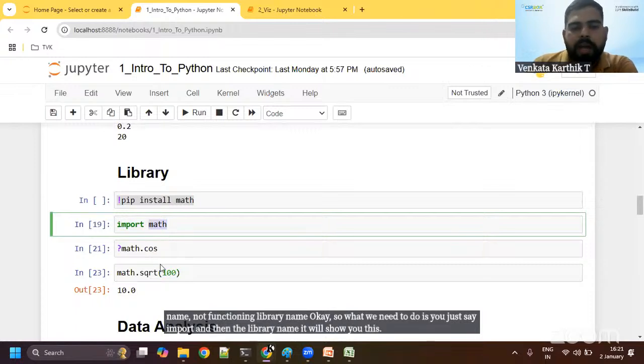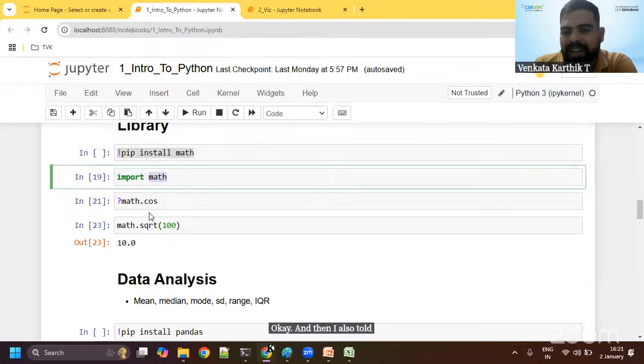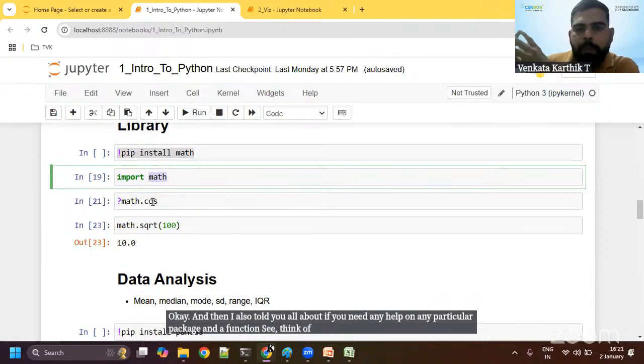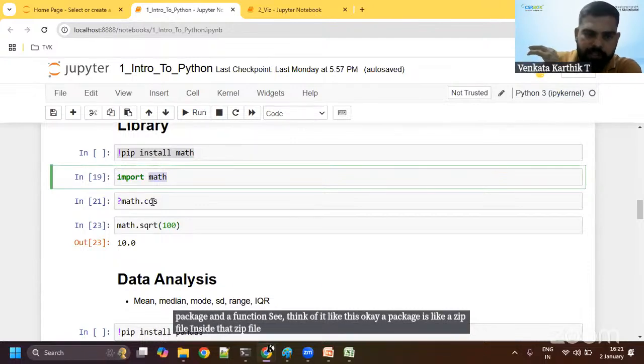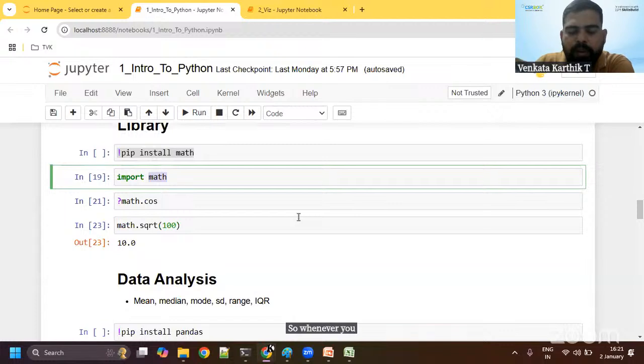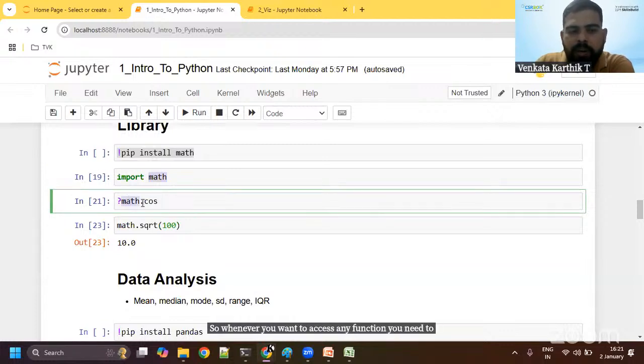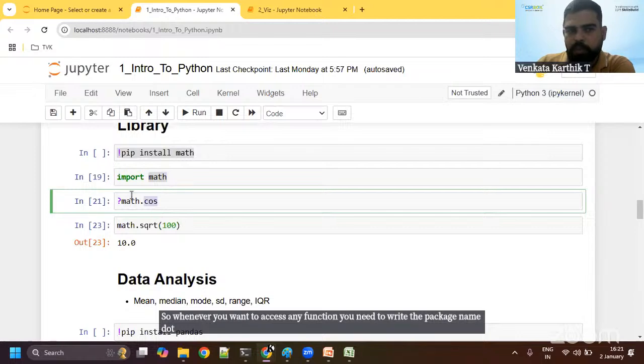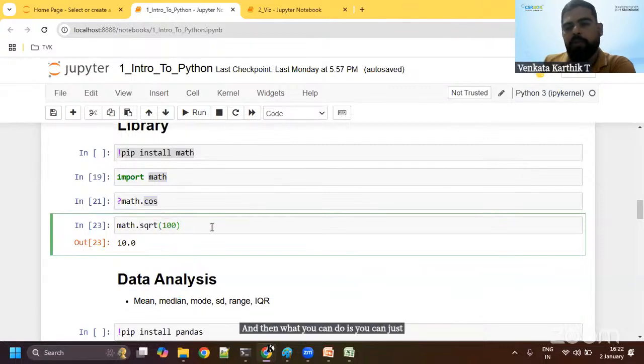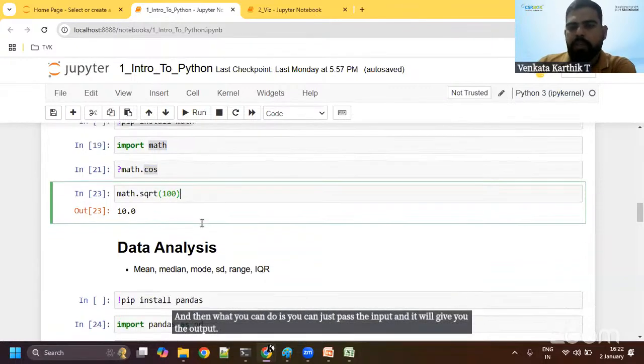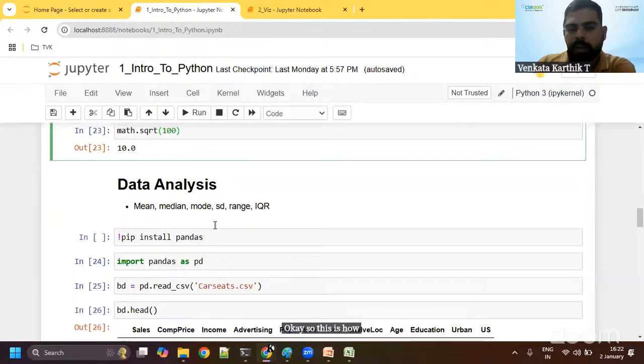Okay. And then I also told you all about if you need any help on any particular package and a function. See, think of it like this, okay? A package is like a zip file, okay? Inside that zip file, you have several functions. So whenever you want to access any function, you need to write the package name dot the function name. So this is the format in which you have to give, okay? You say the package name dot the function name. And then what you can do is you can just pass the input and it will give you the output. Okay. So this is how you can use the libraries.